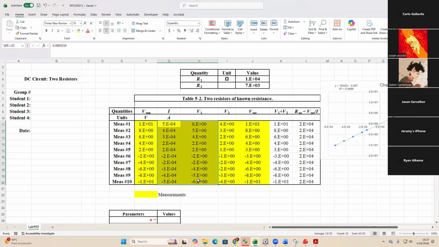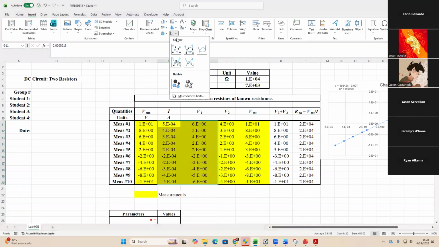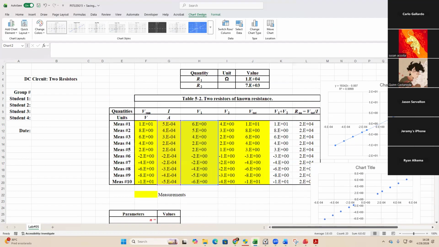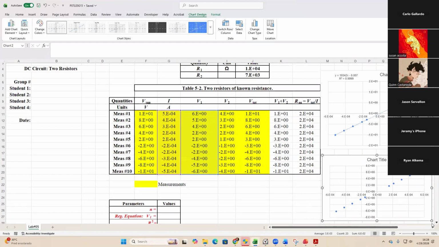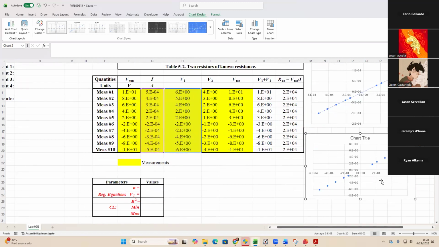Now, next one. V1 and I. Yeah. Okay. Princess, Dana, Ryan. Okay, good. Now, next one is V1 and I, right? Chart, scatter, plot. Now we are going to get a straight line too, but now the slope is supposed to be equal to the first resistor, R1.